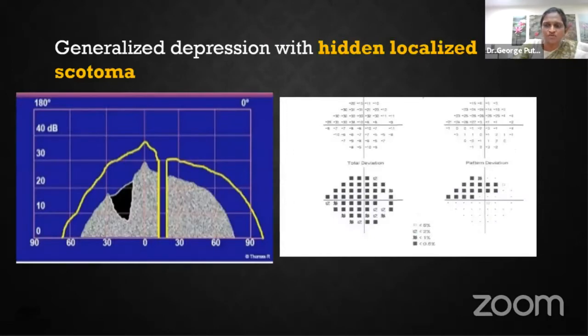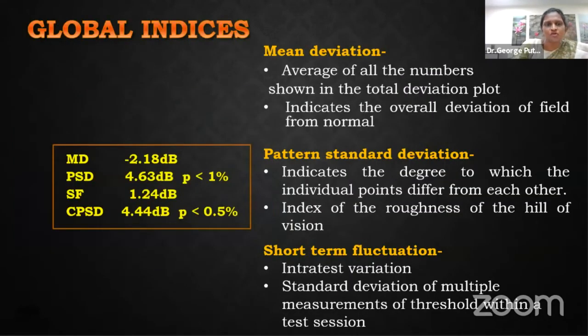So why is it important to have a pattern deviation plot? The total deviation plot has the depression due to both generalized depression and localized scotomas. So in a patient with cataract and glaucoma, the depression due to glaucoma is hard to assess. In the pattern deviation, by negating the generalized depression, the localized field defect due to glaucoma can be easily assessed. The global indices are single numbers, which help give a better clue about the visual fields.